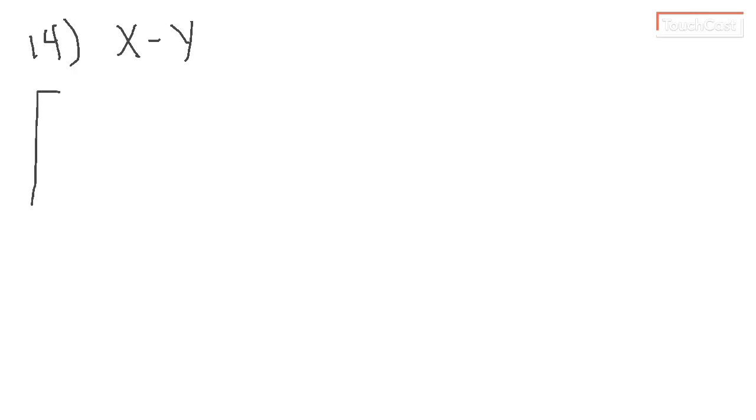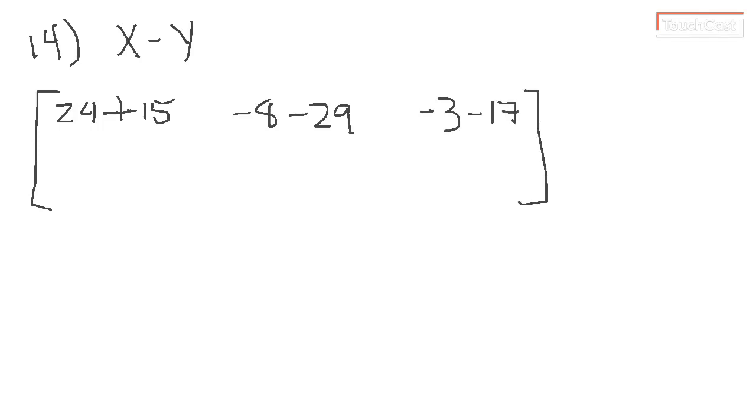So we're going to take the first element in the first row of X, that's 24, and subtract negative 15. So we can make that 24 plus 15. We're going to go negative 8 minus 29, negative 3 minus 17. We're going to go negative 4 minus 9, 6 minus negative 5, so 6 plus 5. And we're going to go negative 17 minus negative 2, so plus 2.